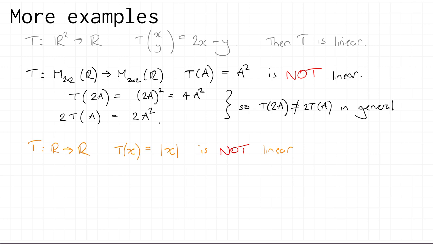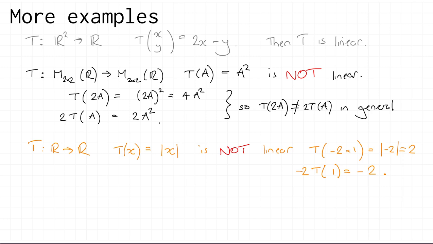And the reason it's not linear, well, again, it doesn't obey either of the rules in general. So just to take a single example where it might fail, we could do pretty much the same thing as we did in the previous example. We have to be a bit smart this time, but let's think about what might happen if you had a negative scalar. So T of minus 2 times 1 is equal to the absolute value of minus 2, which is 2, but minus 2 times T of 1 will be minus 2. So these things are not equal, and therefore T is not a linear map. I mean, it also doesn't obey the other linearity condition.